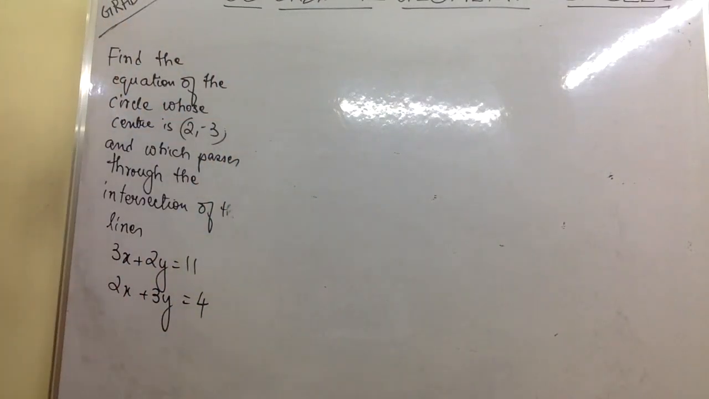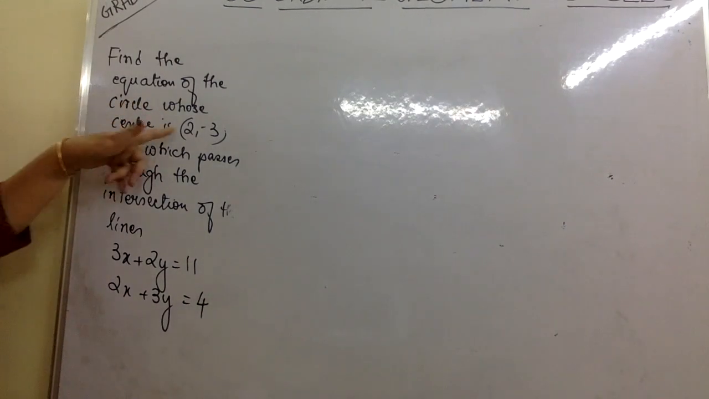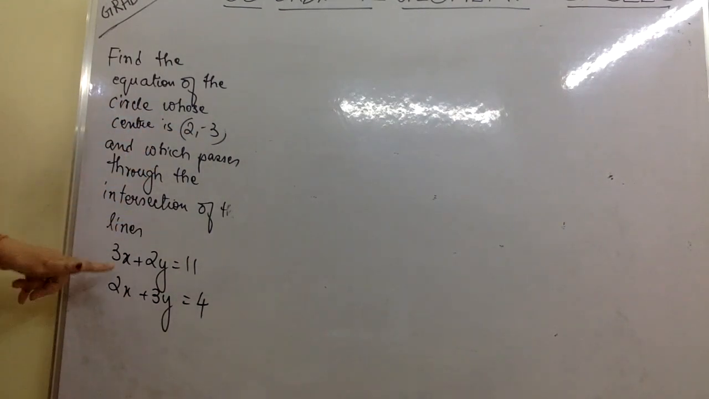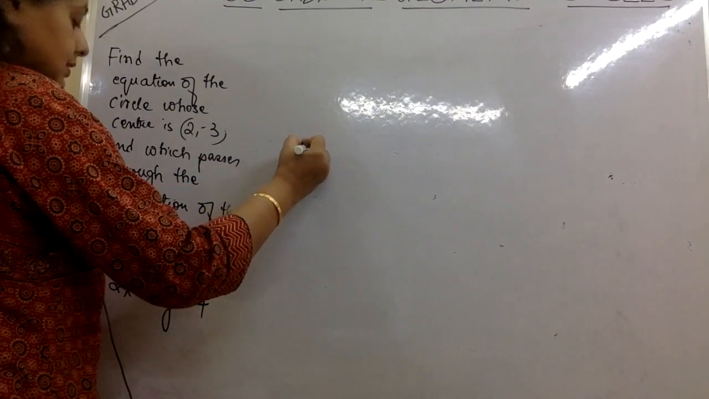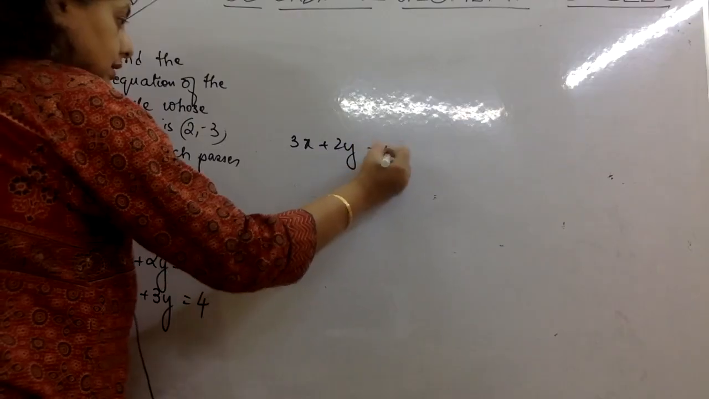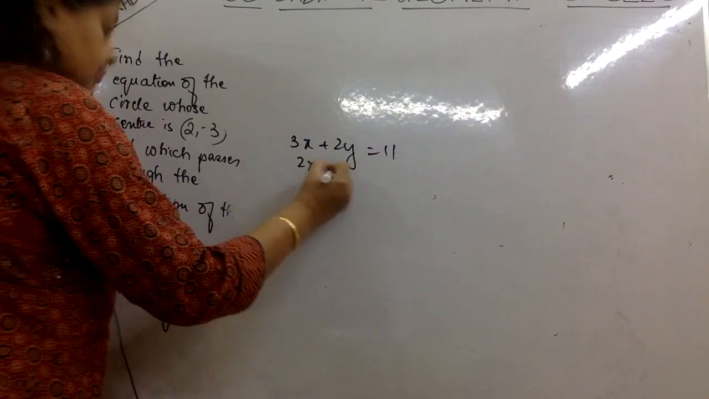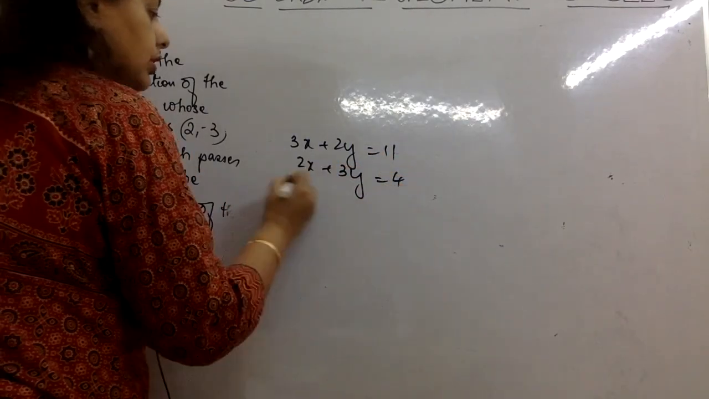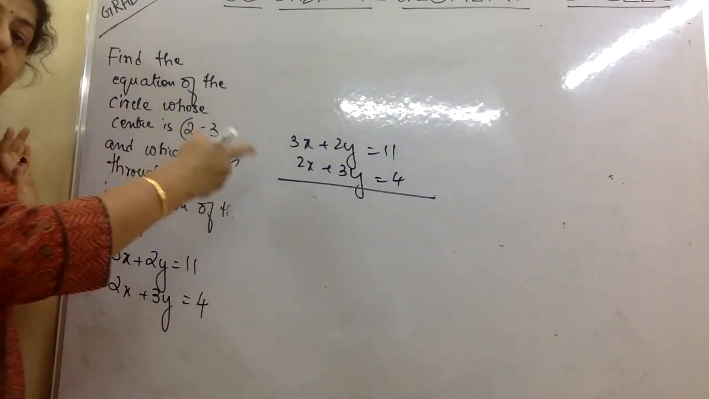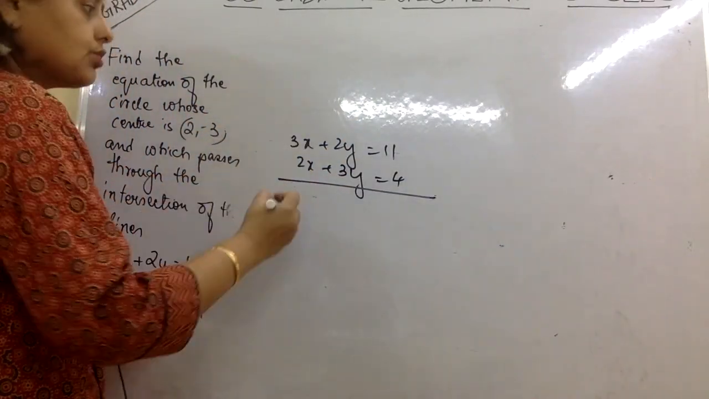Now let's go for this question. Find the equation of the circle whose center is given and which passes through the intersection of these two lines. Now we have to find the intersection of these two lines: 3x plus 2y is equal to 11 and 2x plus 3y is equal to 4. How to find the intersection? This you have learnt in simultaneous linear equations in school.